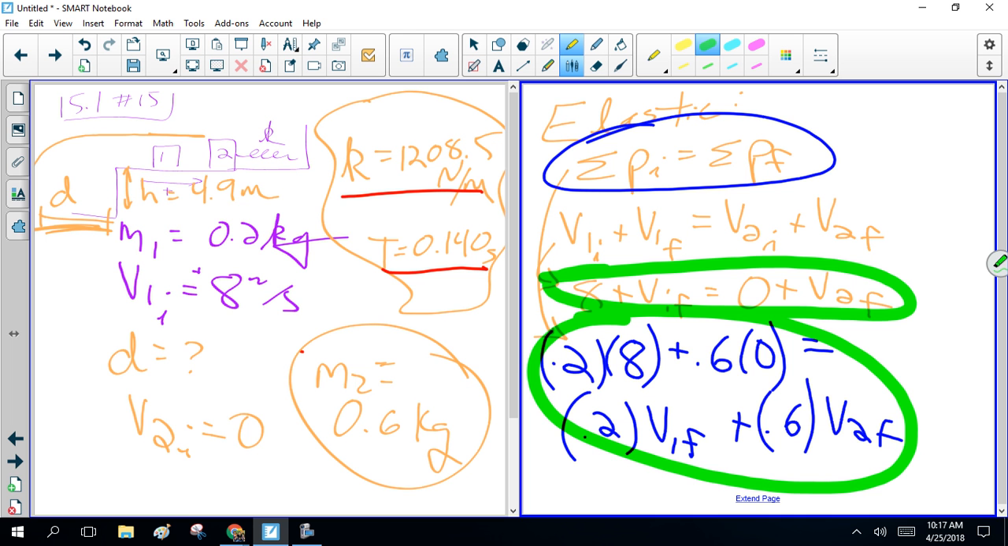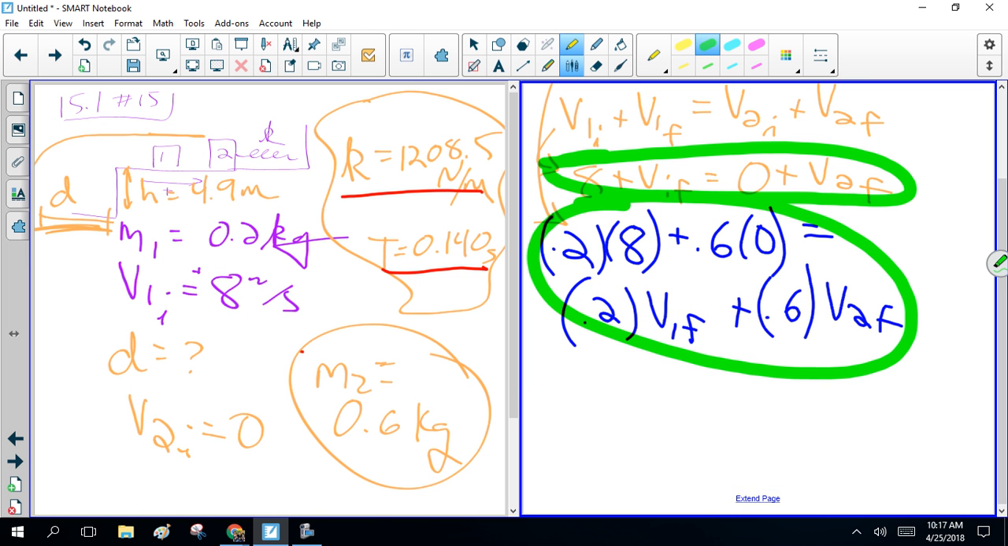If you replace v2f with 8 plus v1f and plug it in down here, we can solve for v1f. Is it okay if, in the interest of time, I skip over the algebra? Does everybody see that it's a system of equations? It's complicated, but I think you guys can all slog through that algebra, right? And if you do that, you end up finding that v1f is negative 4 meters a second.